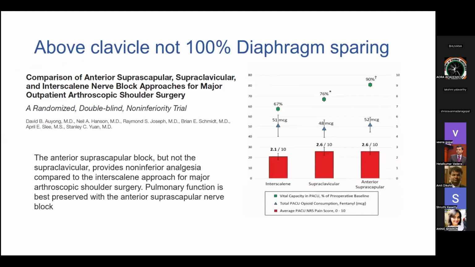This is one more study. In that study, they compared analgesia, rescue analgesia, and preservation of vital capacity among interscalene, supraclavicular, and anterior suprascapular blocks. They found it is not inferior to the interscalene in analgesia and rescue analgesia, but one of the best findings was that vital capacity preservation is better with the anterior suprascapular block compared to the interscalene group.